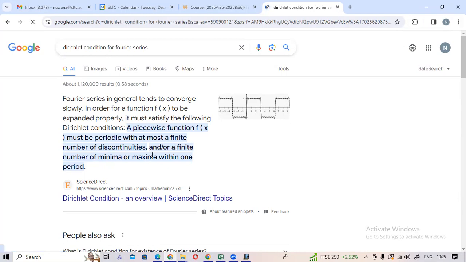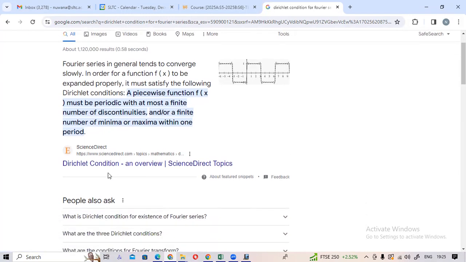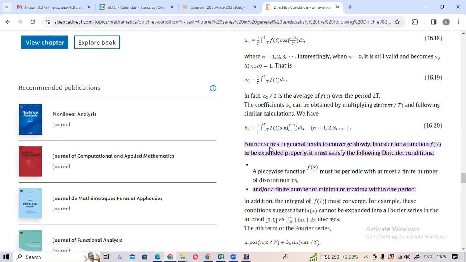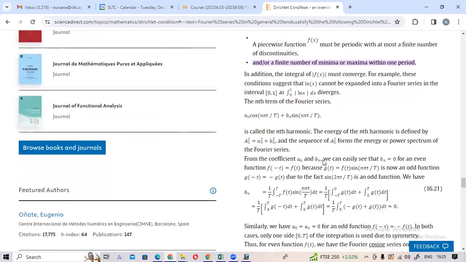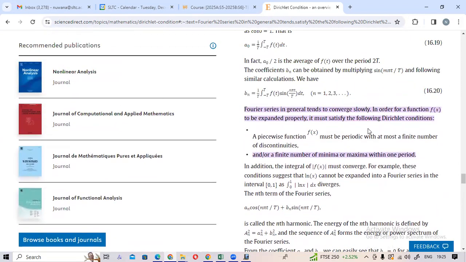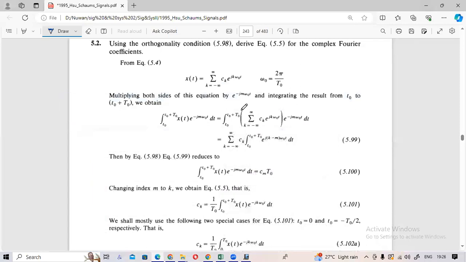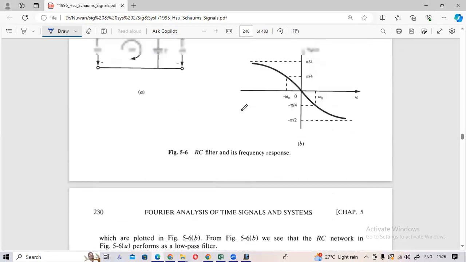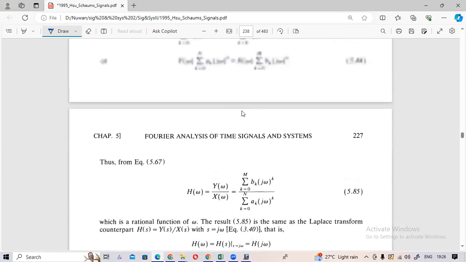So this Dirichlet condition should be satisfied if we want to represent a signal using the Fourier series representation. Most of the signals we come across, the practical and mathematical signals we mainly deal with, satisfy the Dirichlet condition. So it is okay to say any signal, which is correct up to some level. I hope you can understand.